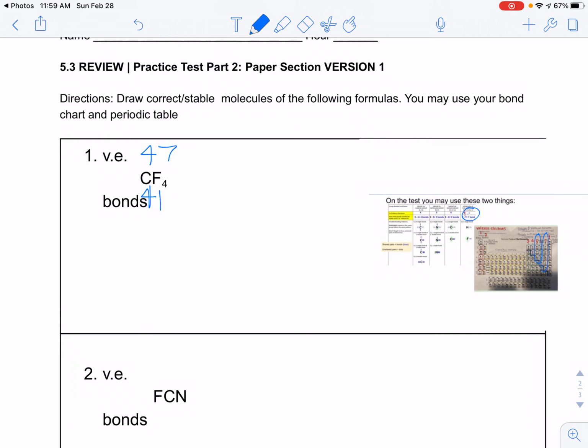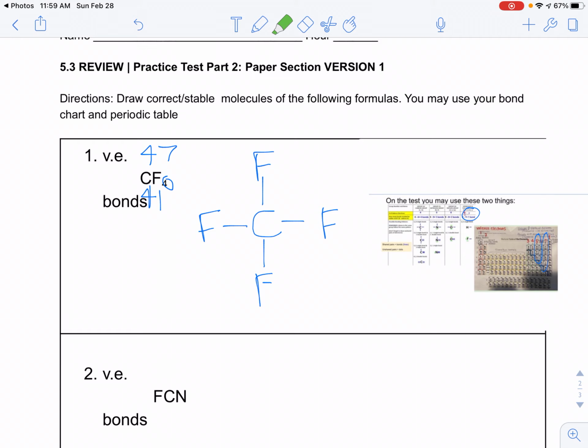Now the rule is put the one that needs the most bonds in the middle. Since carbon needs 4 and fluorine only needs 1, put carbon in the middle, and I have 4 fluorines to work with, so I'm going to put 1 around on each side and start by connecting with a single bond.